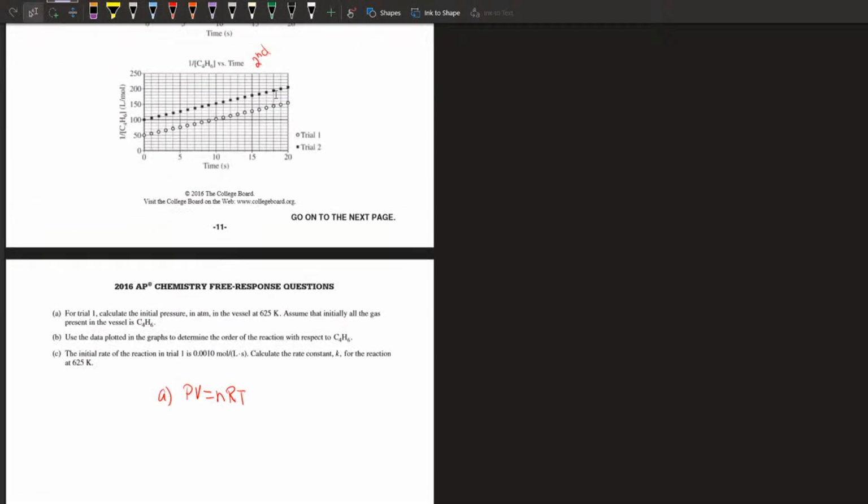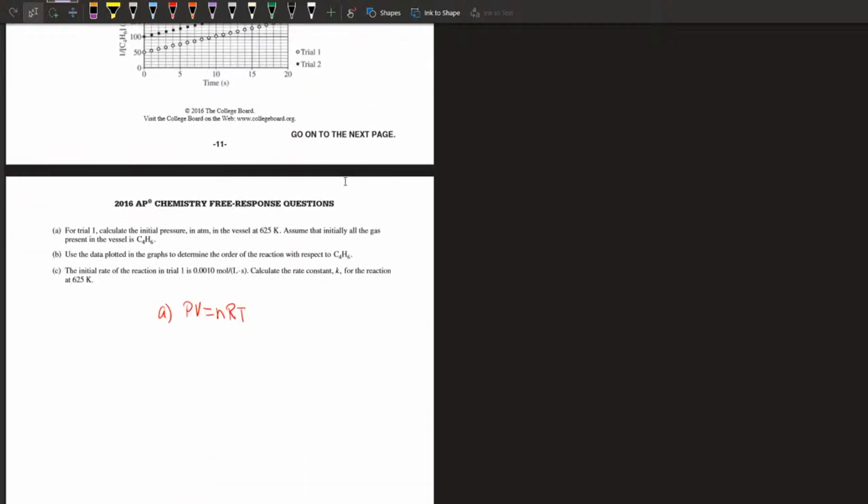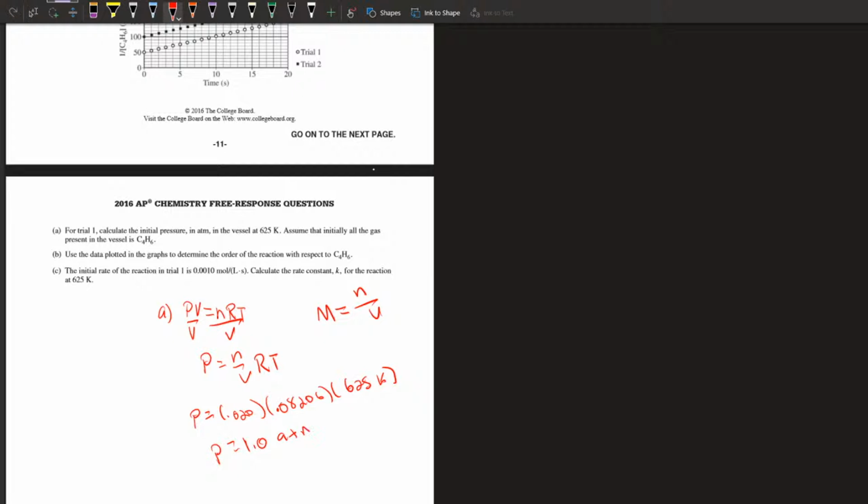We could convert this to moles, but something that would be really quick is if we divide by V here, we get P is equal to n over V times RT. Remember that molarity is equal to n over V. So we can plug in P is equal to 0.020 times 0.08206 times 625 Kelvin. And we get P is equal to about 1.0 ATM. And that is our pressure for A.